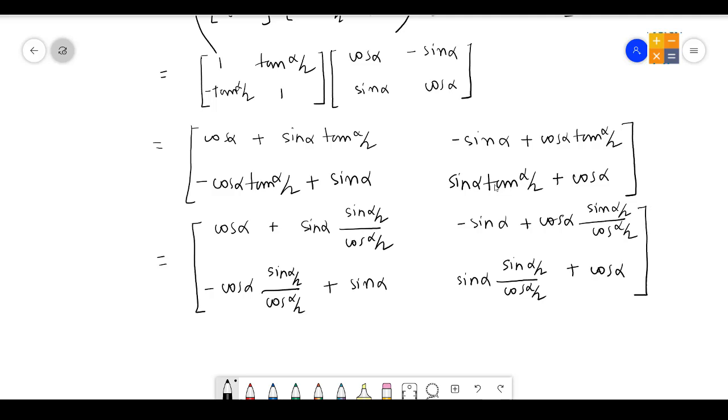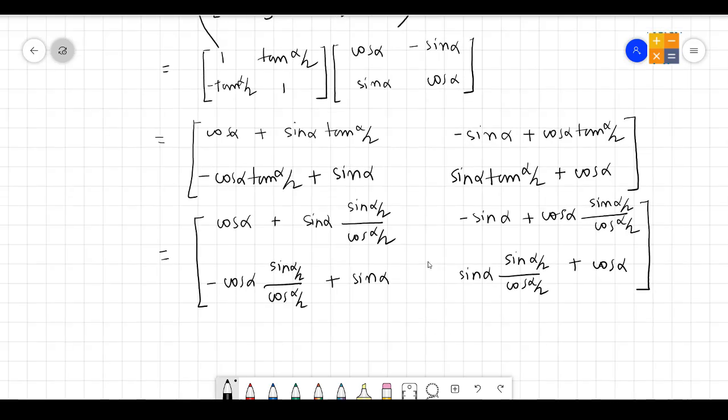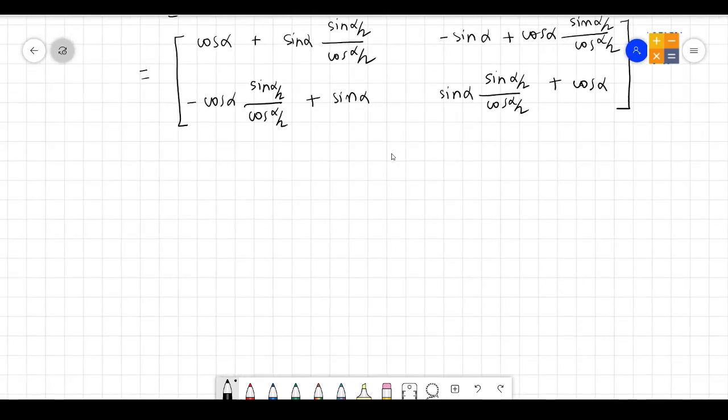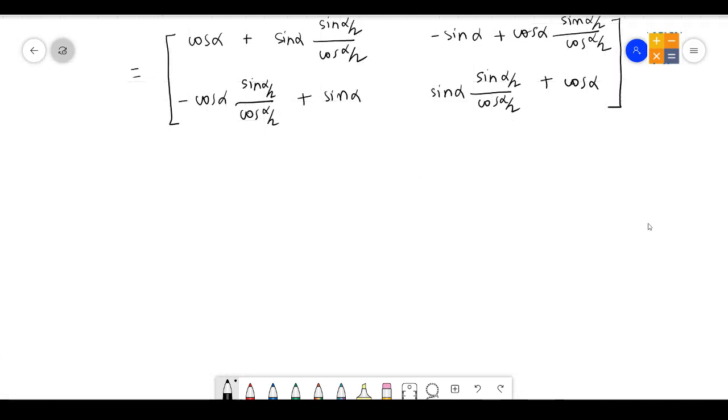So coming to the next step, what can we write? In each of these parts, it will be better to take LCM. So we can take LCM here. When I take LCM in the first position, it will be cos alpha by 2. So cos alpha by 2 into this. Then in the numerator part, the result will be cos square alpha by 2. Am I right? Am I making any mistake here?